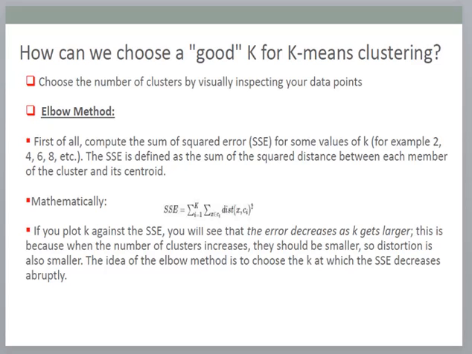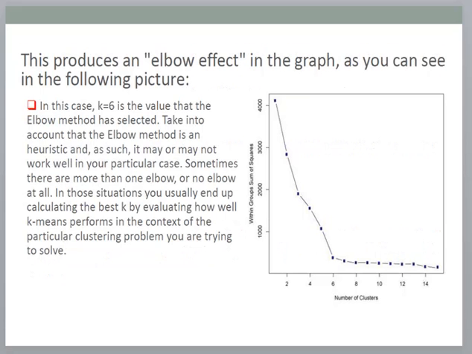Let's understand this concept with this figure. In this figure we have the number of clusters, so these are the values of k: 2, 4, 6, 8, 10, 12 and up to 14 for this specific problem. For each value of k we calculate the sum of squared errors, and you will see that as we increase the number of clusters, our sum of squared errors decreases. In this case, k equals 6 is the value that the elbow method has selected.